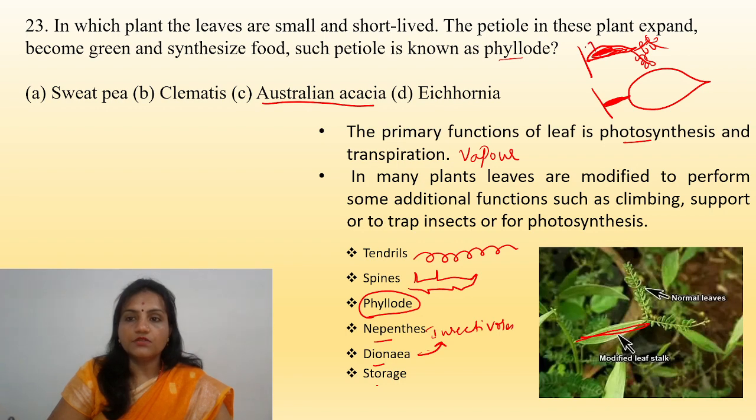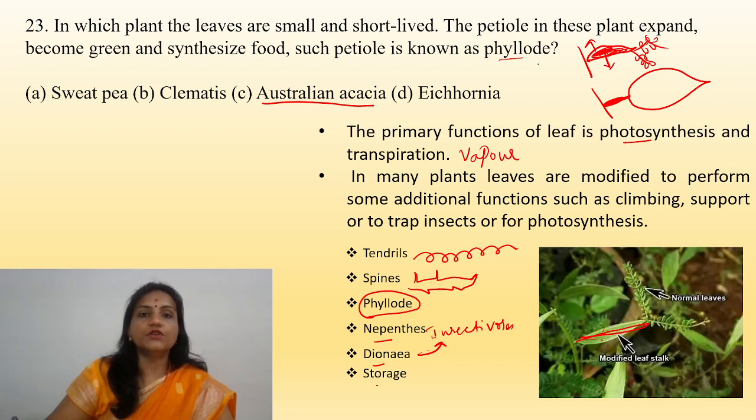These expand. So instead of this it is expanded. So it becomes green. You can see here the petiole. It is flattened, expanded and becomes green and takes up the function of photosynthesis. It synthesizes the food. Such a petiole is known as phyllode. So where do you see this? In which plant? It is seen in Australian acacia.